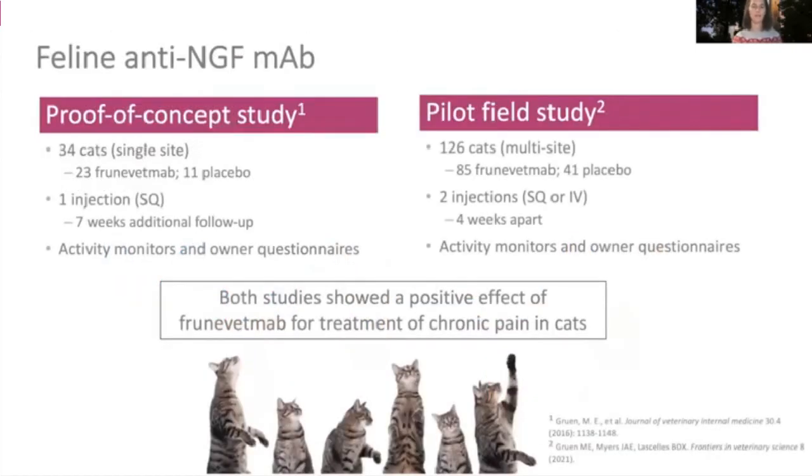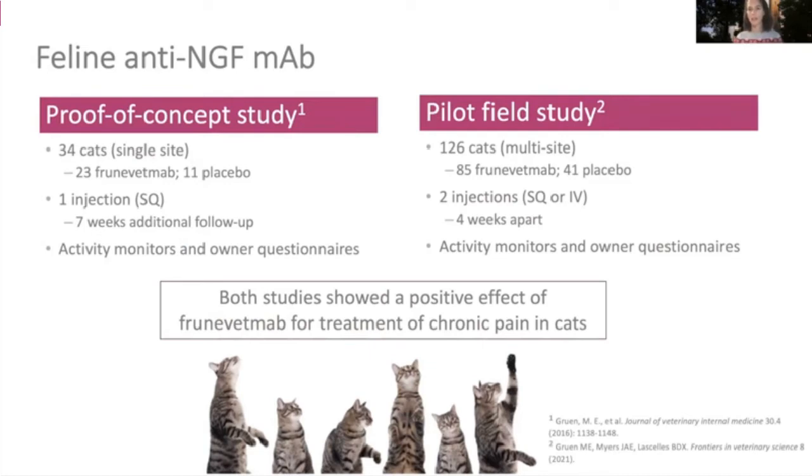So 2, and actually now 3 studies have come out looking at the use of feline anti-nerve growth factor monoclonal antibody. In the proof of concept study, which we did at NC State, we had 34 cats, 23 who received frunevetmab, the anti-nerve growth factor antibody, and 11 on placebo. They had 1 injection that was given sub-Q and 7 weeks of follow-up using activity monitors and owner questionnaires.